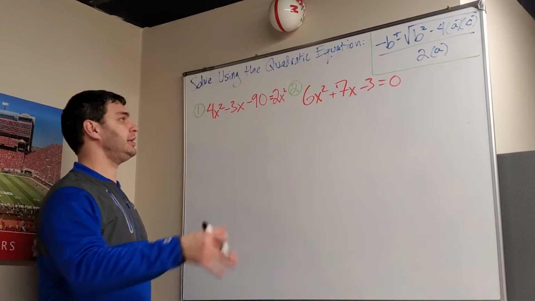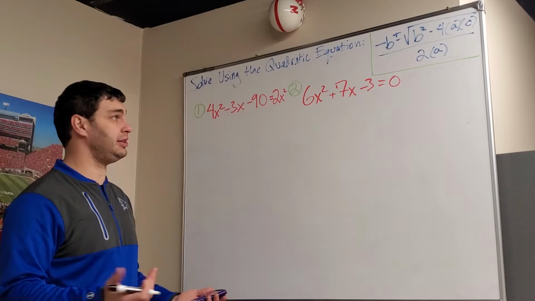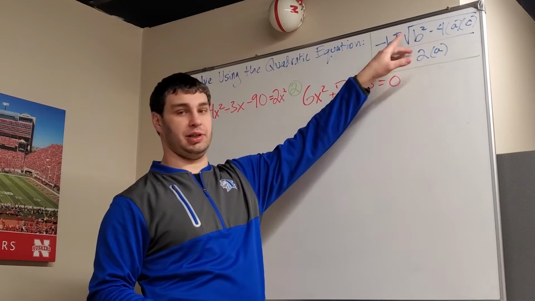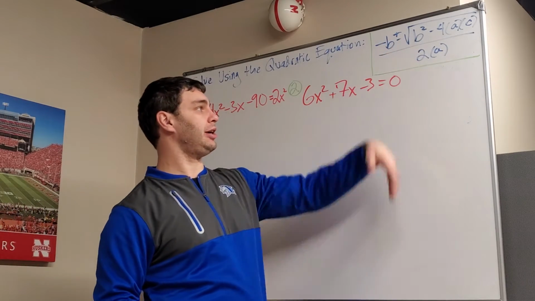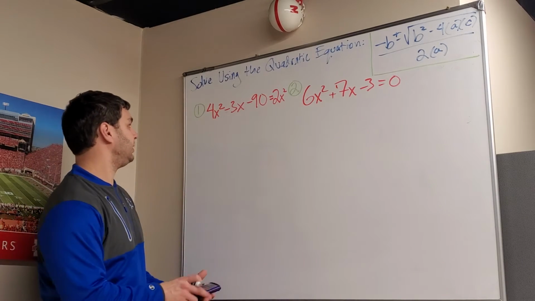Alright guys, I want to do a couple of videos here on the quadratic equation, or sometimes you call it the quadratic formula. Either way, negative b plus or minus square root of b squared minus 4ac all divided by 2a. You have seen this before. Okay, let's try this first one.